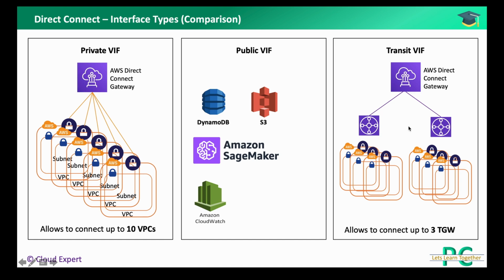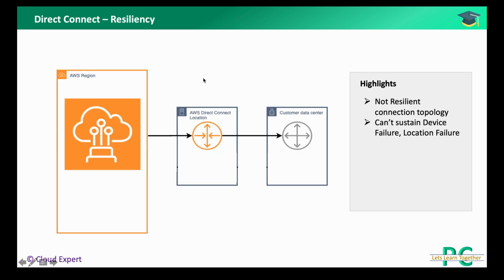But if you want more, you can create peering connections. So now, hope this diagram clarifies the doubt between different interface types available for Direct Connect. Now let's discuss the resiliency part.